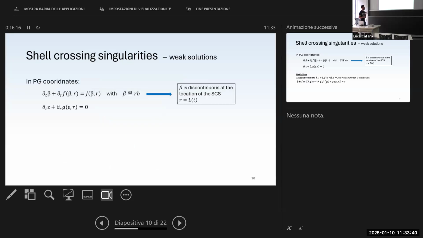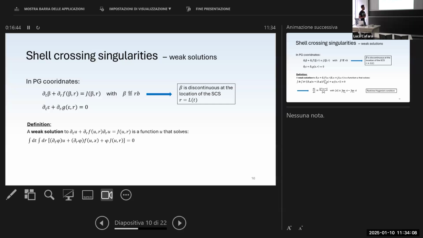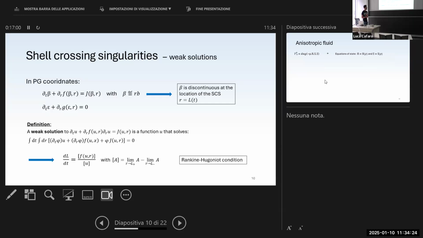Now, if we go back to the PG coordinates, to the PG gauge, the equation of motion has precisely this form, rewritten in terms of epsilon and b rather than m, or if you want this beta, which is just a redefinition. And you can check that this beta is actually discontinuous at the location of the crossing, which I will denote by L. And this is why the system of partial differential equations fails, because it's no longer differentiable in that point. So we look for weak solutions, which are a function that solves the integrated equation of this equation here, with phi being a test function, which is smooth enough and zero on the boundary of the integration domain. A little bit of math, and in our case, what we get is something like this.